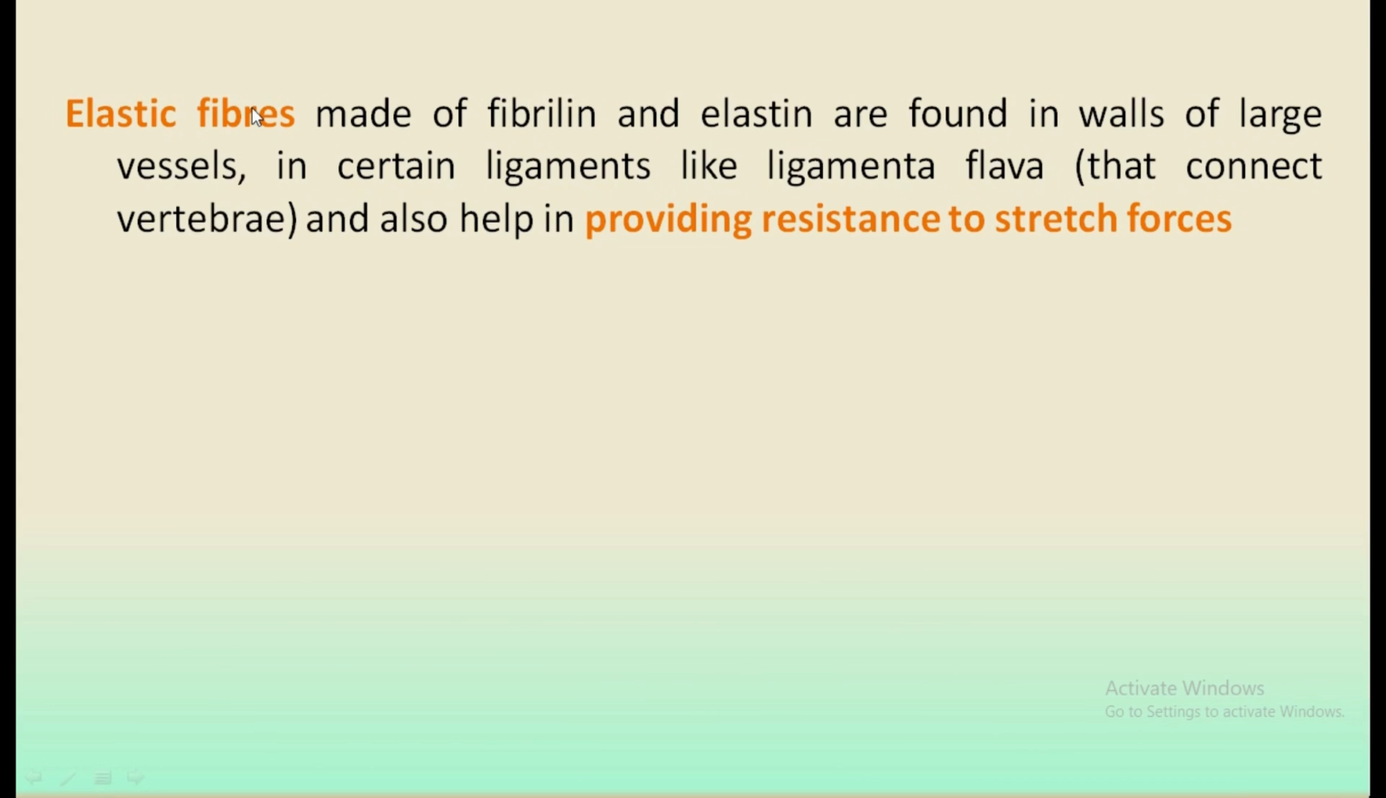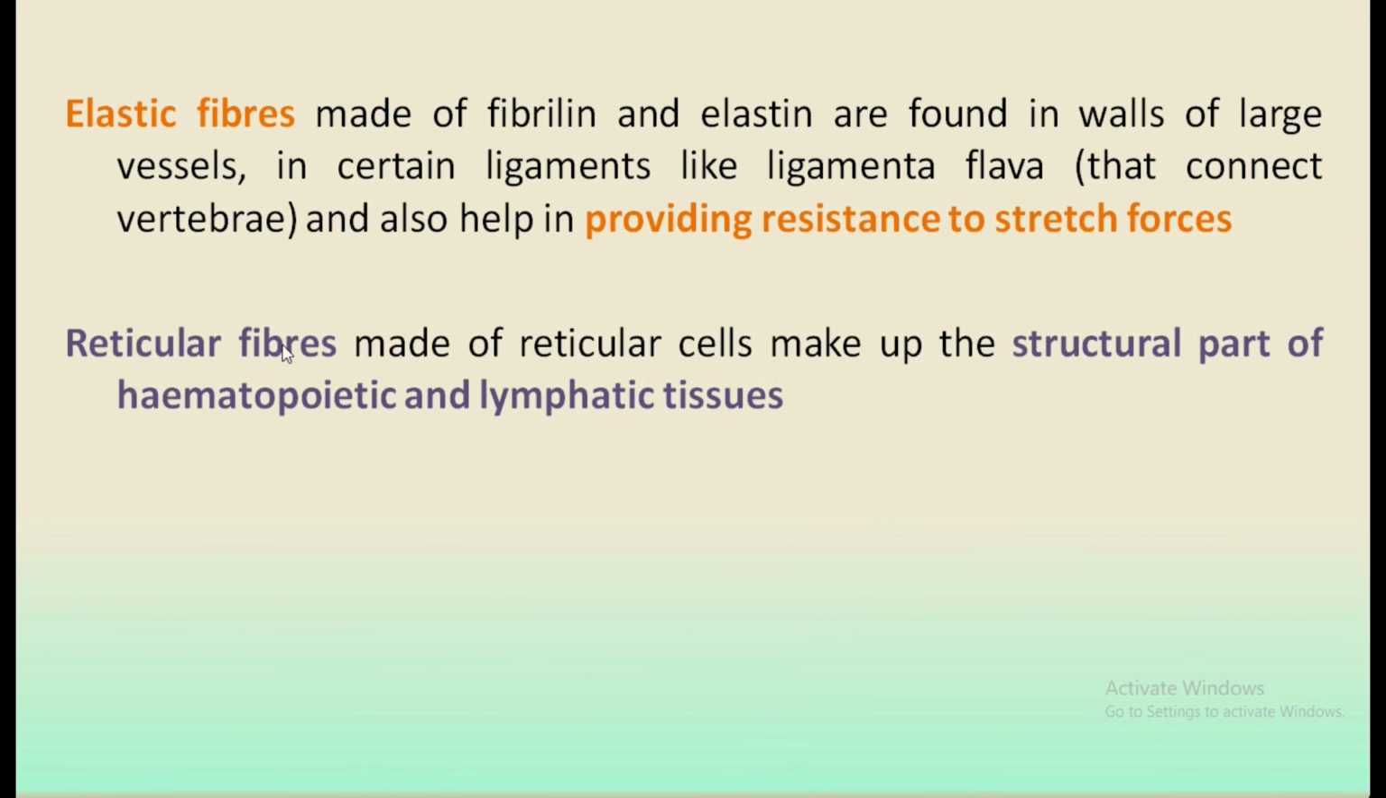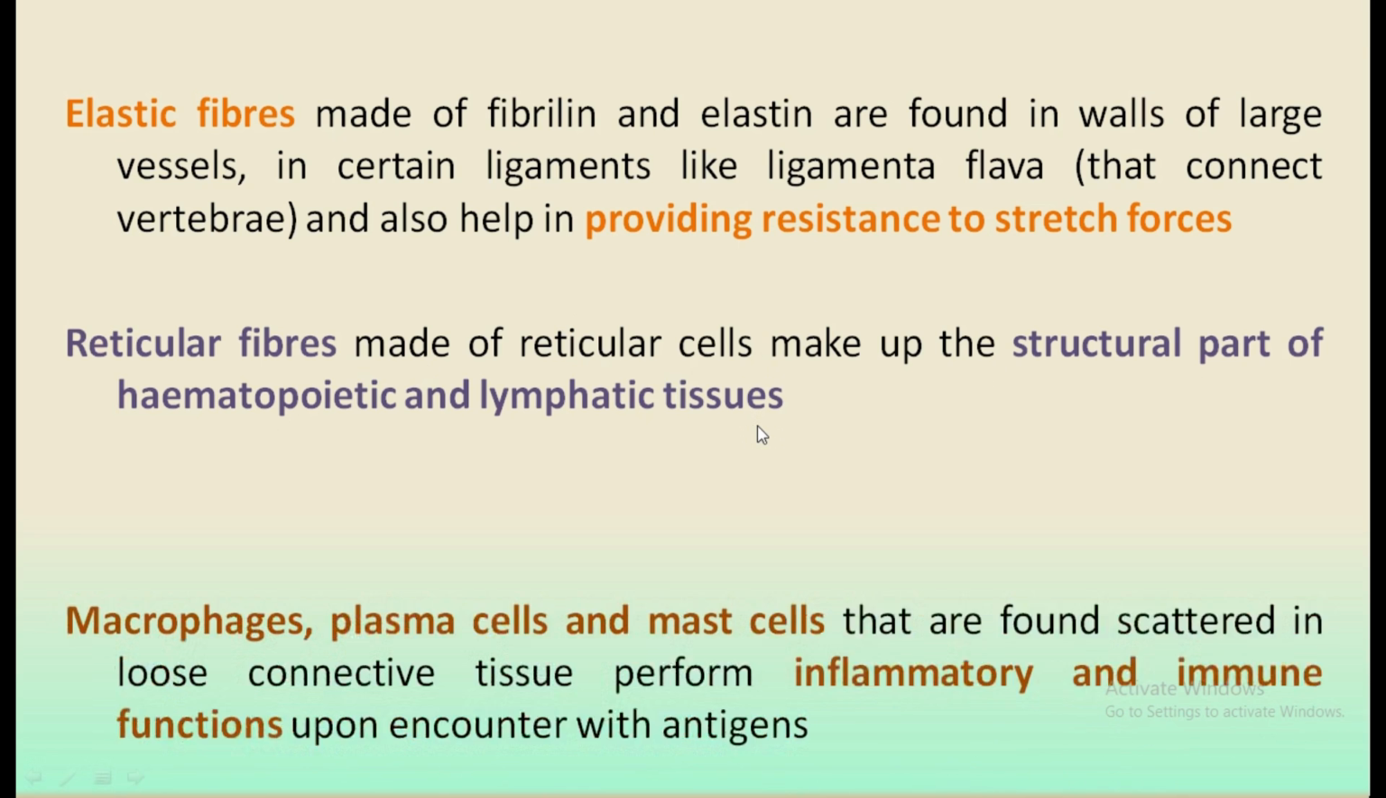The elastic fibers which are present in the elastic connective tissue are made of fibrillin and elastin, and these are found in walls of large vessels, in certain ligaments like the ligamenta flava, and this ligamenta flava connects different vertebrae, and it also helps in providing the resistance to stretch forces. The reticular fibers present in the reticular connective tissue, which are made up of reticular cells, make up the structural part of the hematopoietic and lymphatic tissues.